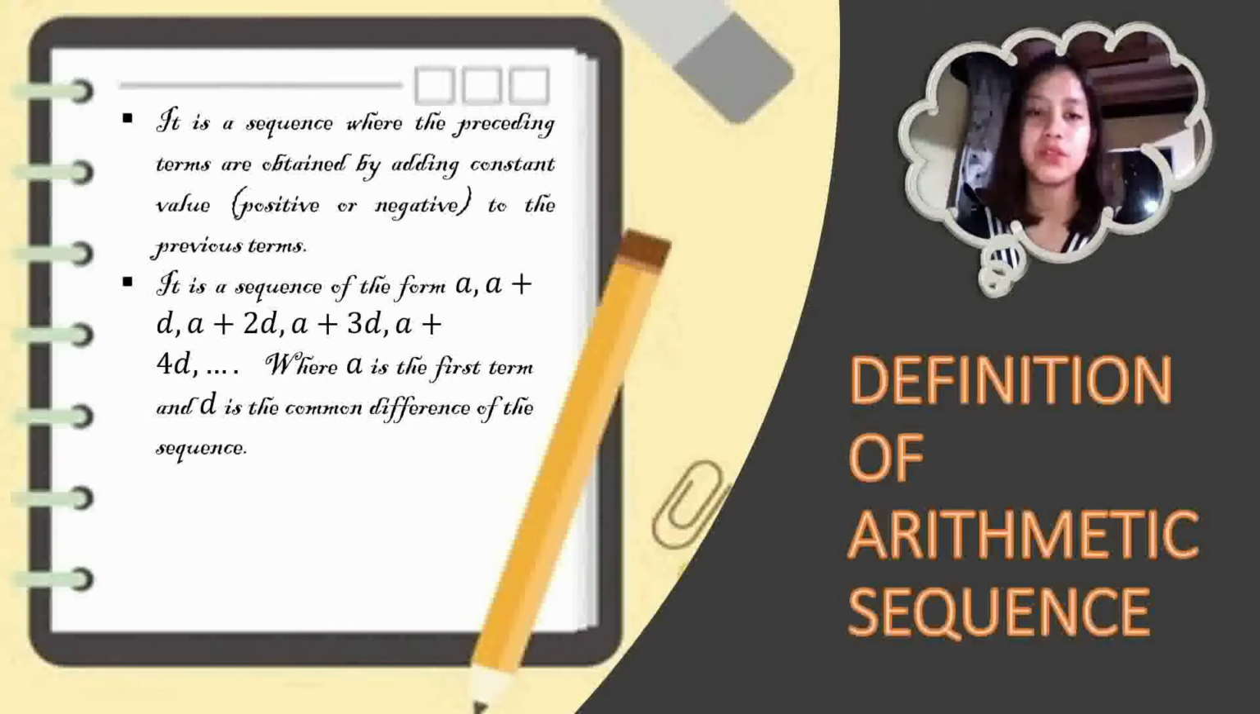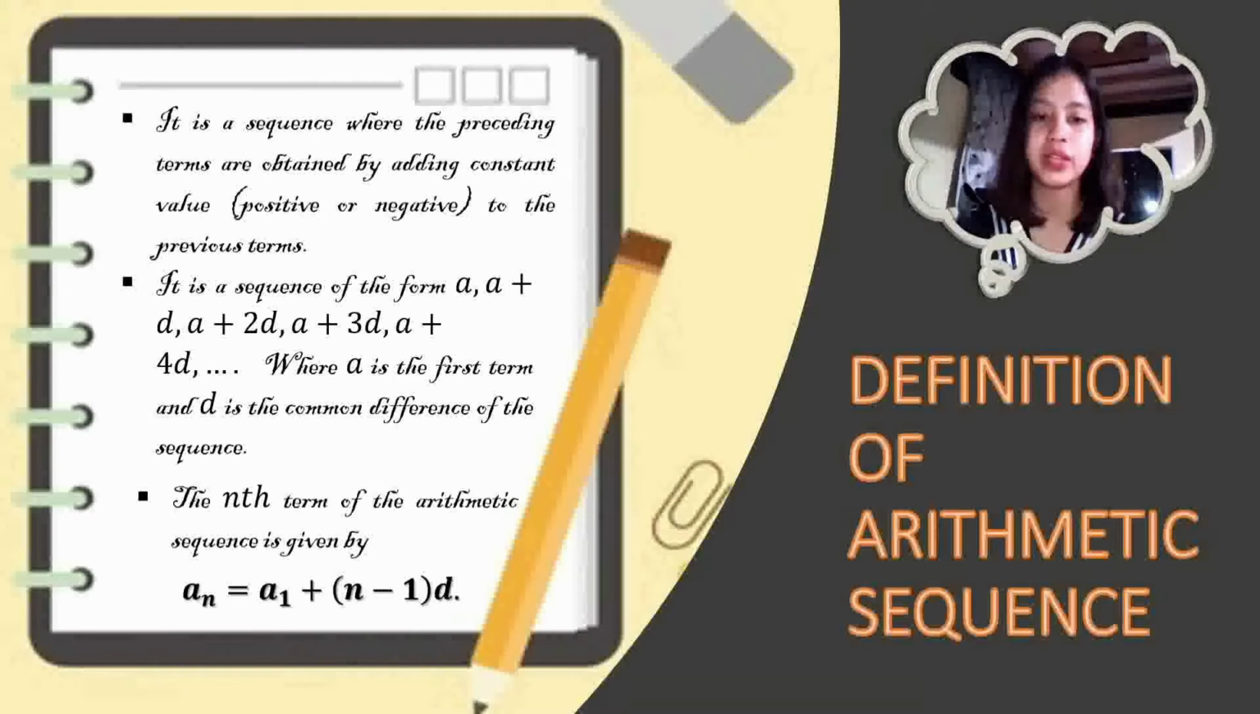It is a sequence of the form a, a plus d, a plus 2d, a plus 3d, and a plus 4d, where a is ito daw yung first term, and then yung d, ito yung common difference. So ito yung either positive or negative na ina-add natin dun sa previous terms. Kapag yung d natin or common difference natin ay negative, decreasing yung sequence, and pag positive, increasing yung sequence natin.